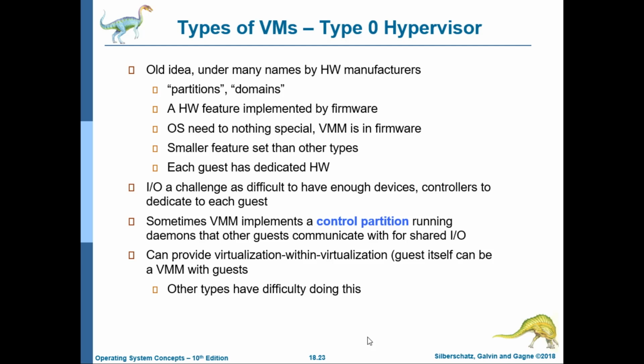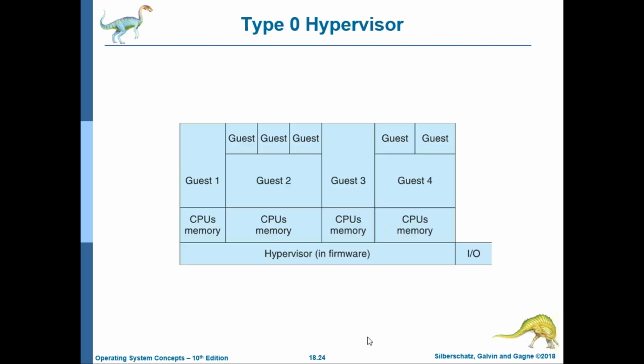So this is an illustration of a type 0 hypervisor. Again, the virtual machine manager is already inside the firmware, and then it is up to the hypervisor to allocate the CPUs and memory to the guests. And there's a possibility that a guest operating system can be a host also to other guests. So that is the type 0 hypervisor.